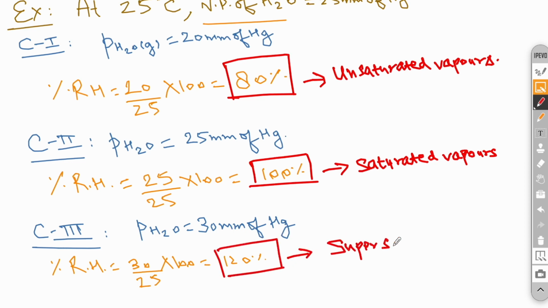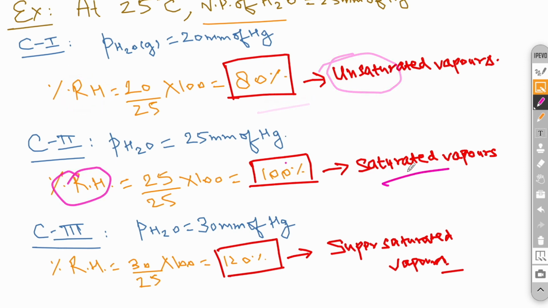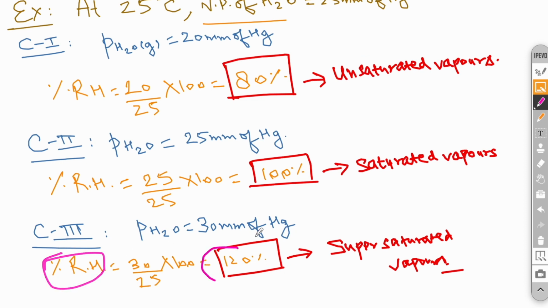So when relative humidity is less than 100%, it's unsaturated. When relative humidity is 100%, it's saturated. When relative humidity is greater than 100%, it's called supersaturated, right? So simply this is all about relative humidity.